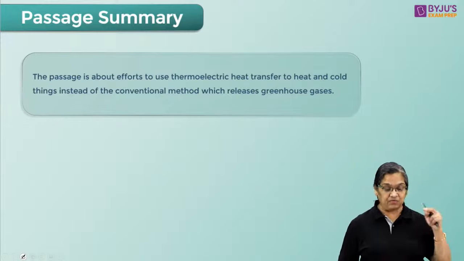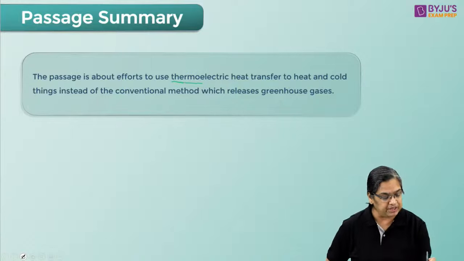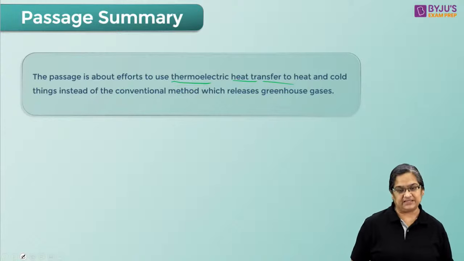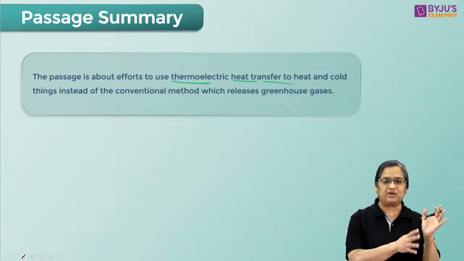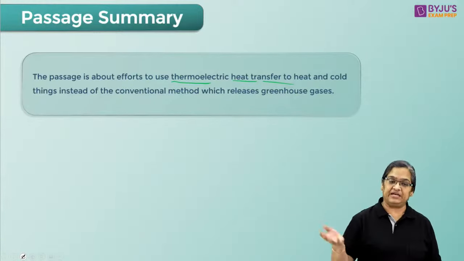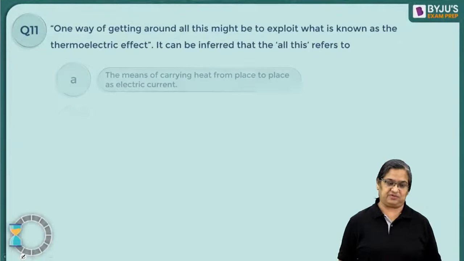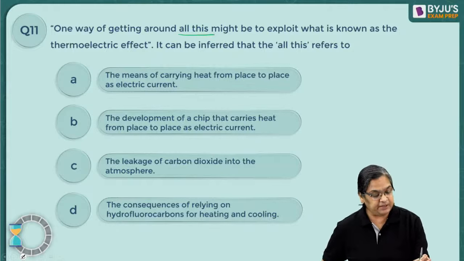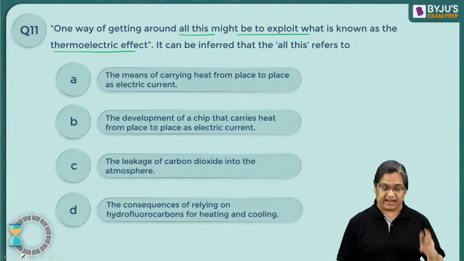Second paragraph, one way to overcome this problem is to use the thermoelectric heat transfer. All right, and that is the key to the question. People are doing it. Till now they haven't used it to heat and cool buildings, but they are using it in other areas. That's what the passage says. Clear, easy, seems easy. Let's look at how you look at the questions now. One way of getting around all this might be to exploit what is known as thermoelectric effect. This is given in the second paragraph.